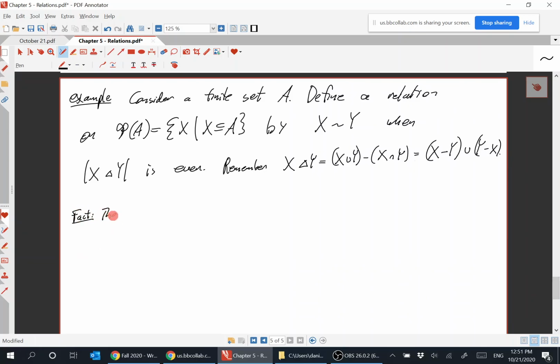The sum and difference of even numbers is even. Just the sum of several even numbers is still even.